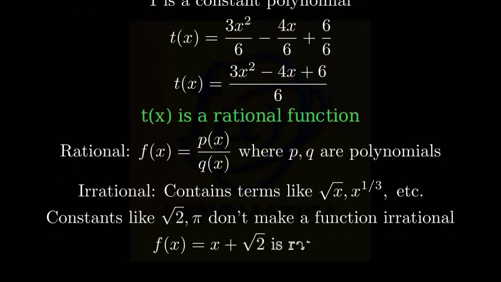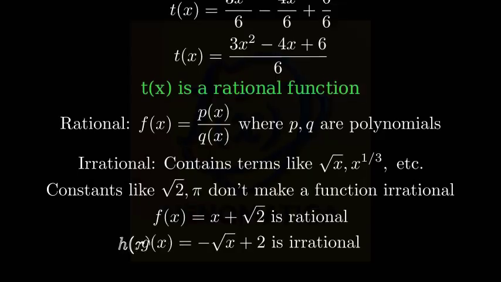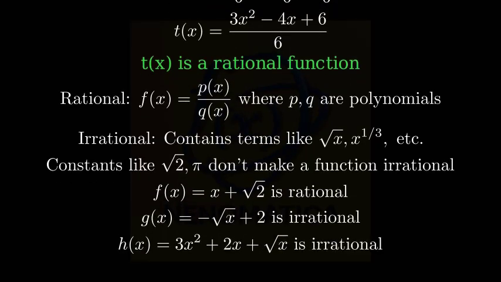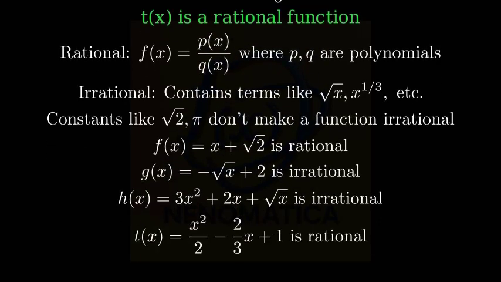Here are our final conclusions for each of the functions we analyzed. f of x equals x plus square root of 2 is rational. g of x equals negative square root of x plus 2 is irrational. h of x equals 3x squared plus 2x plus square root of x is irrational. T of x equals x squared over 2 minus 2/3 x plus 1 is rational.